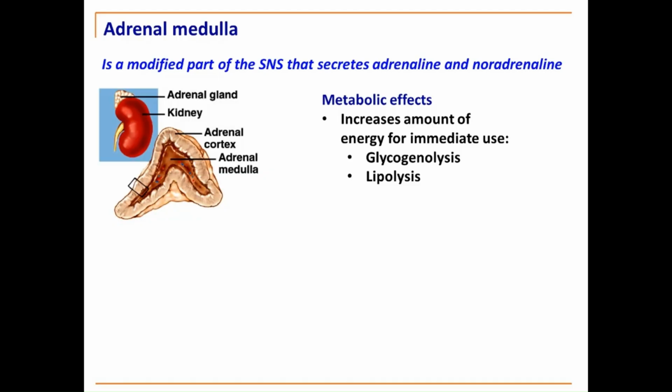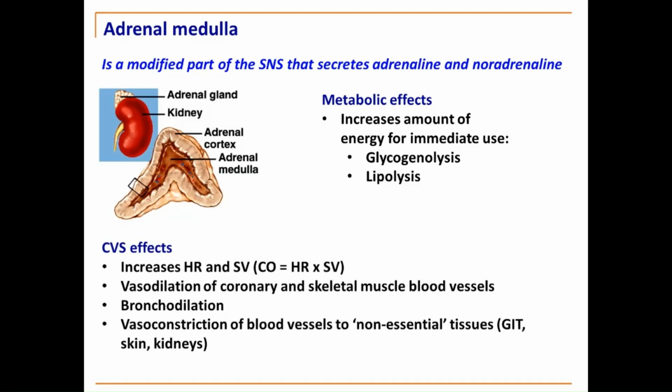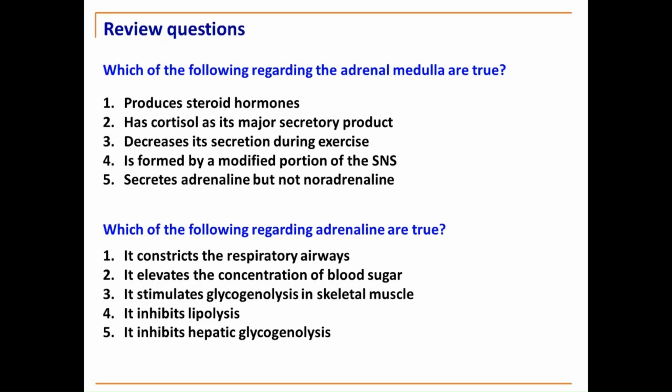It also has a variety of cardiovascular system effects. It increases heart rate and stroke volume, causes vasodilation to the coronary and skeletal muscle blood vessels, obviously to deliver more nutrients and energy to them, bronchodilation for more oxygen, and vasoconstriction of blood vessels to our non-essential tissues, such as GI, skin, and kidneys. So this is all stuff that you already know. Here is a quick set of review questions, just to remind yourself of it more than anything else. So press pause, read these questions, and I'll go through them in a second.